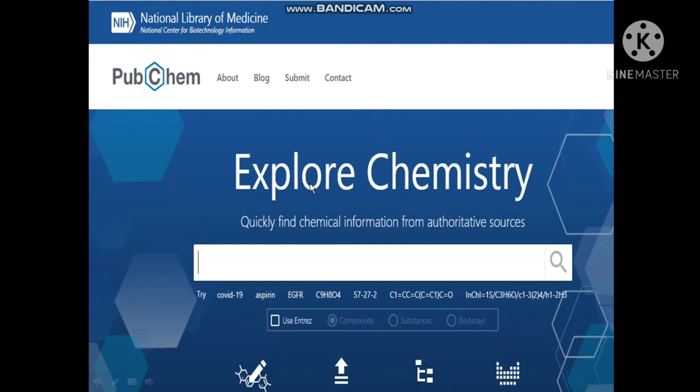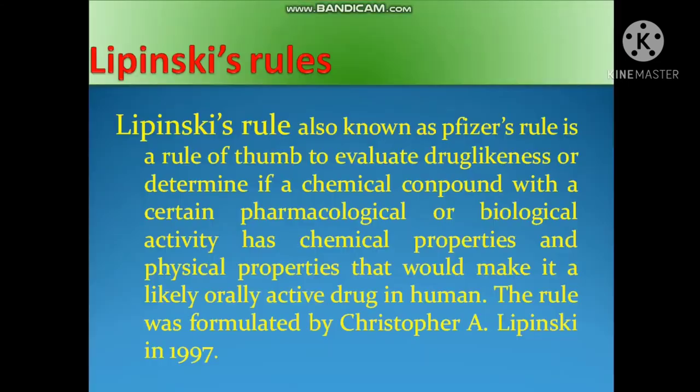The next important thing is that you should know how safe the ligand is for the human body. To analyze this, we should do ADME. Before doing that, we must know the role of Lipinski. So first of all, what are Lipinski's rules?